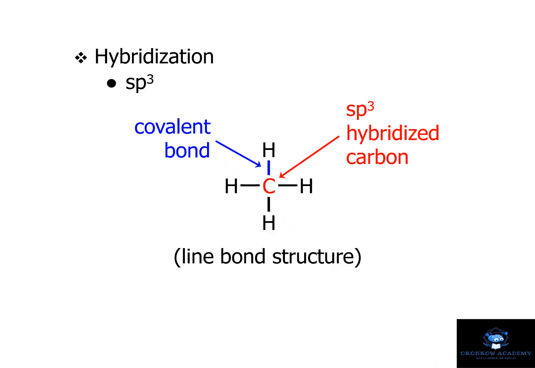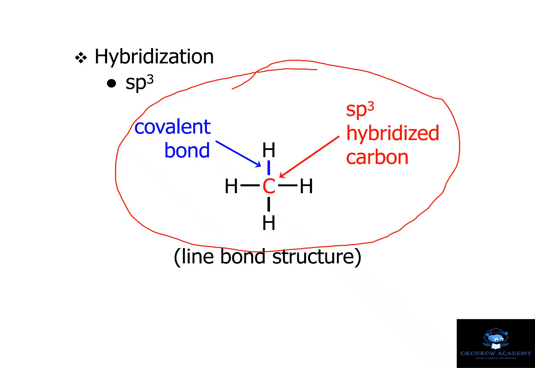Each sp3 orbital holds one electron, and each forms a sigma bond with hydrogen. This is exactly what happens in methane, that's CH4. That's what the diagram is basically trying to show. So that's what I've explained.